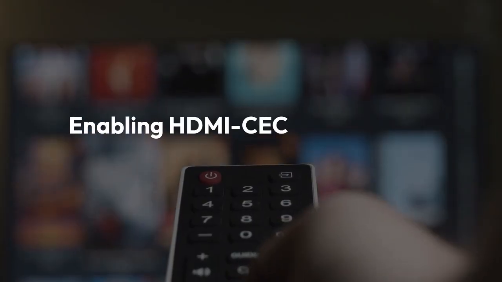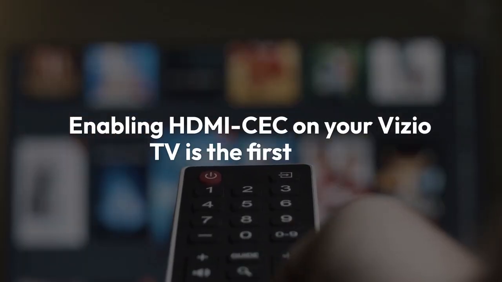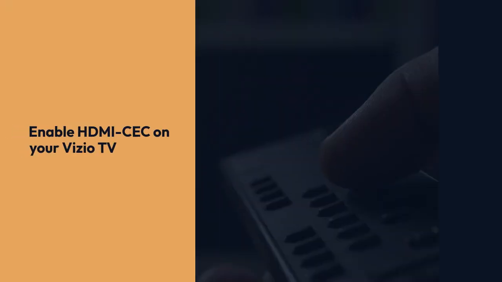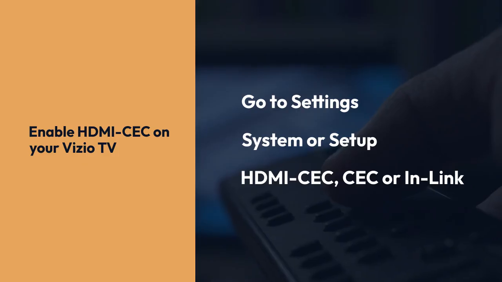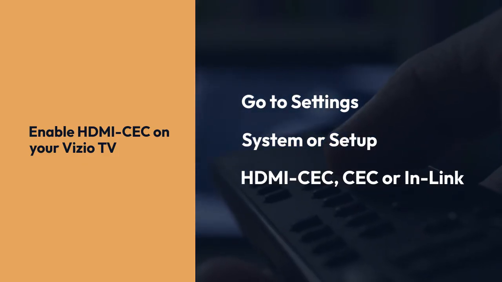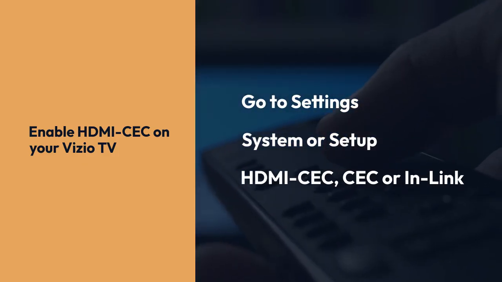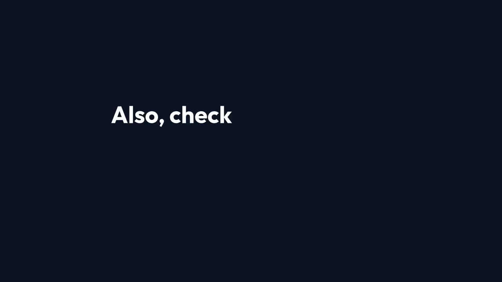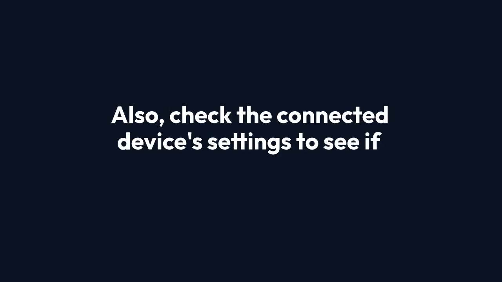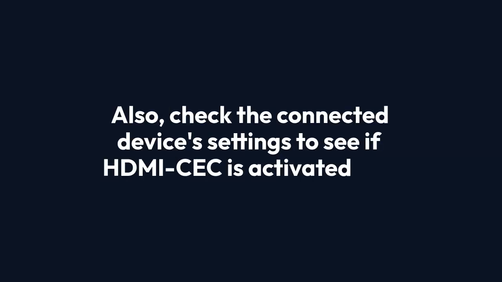Enabling HDMI CEC on your VIZIO TV is the first step. Go to your TV's settings menu. Find the System or Setup section. Look for HDMI CEC, sometimes labeled as CEC or InLink. Make sure this feature is turned on. Also, check the connected devices settings to see if HDMI CEC is activated too.